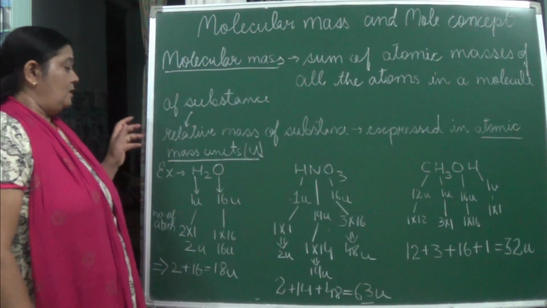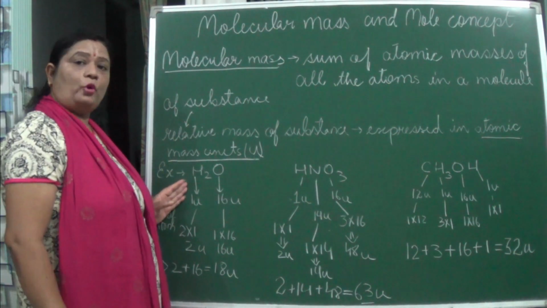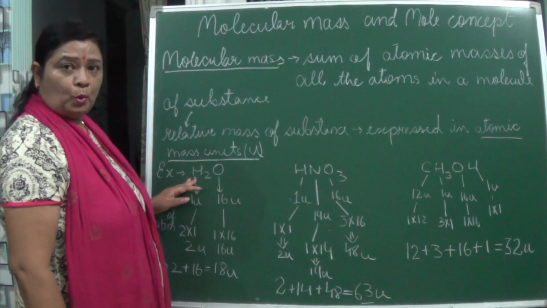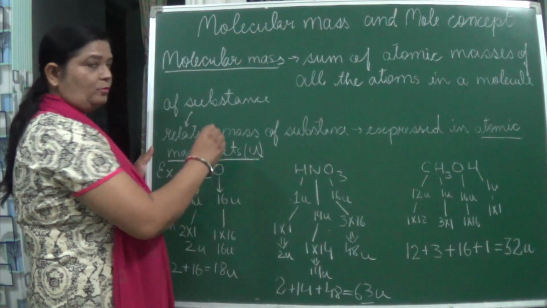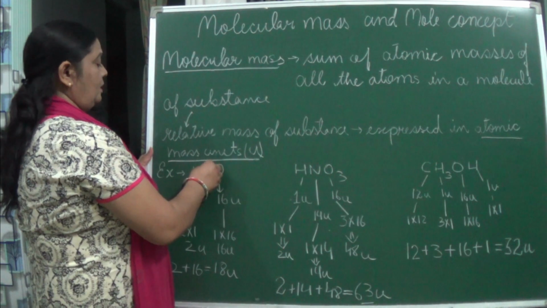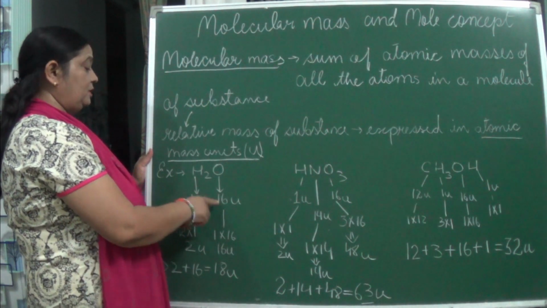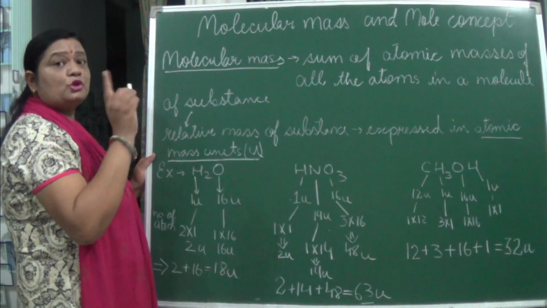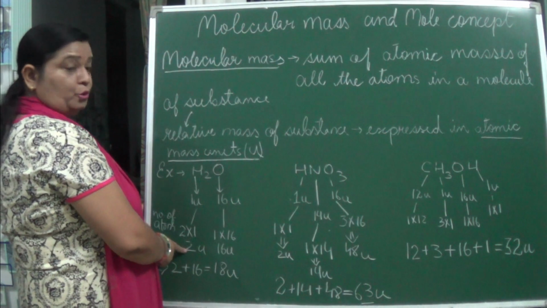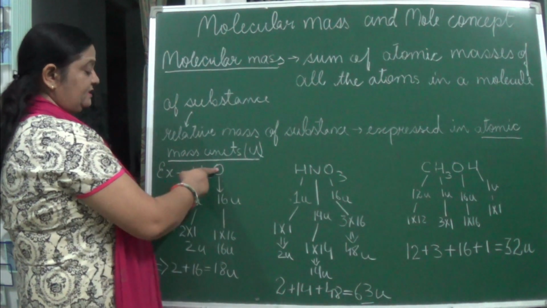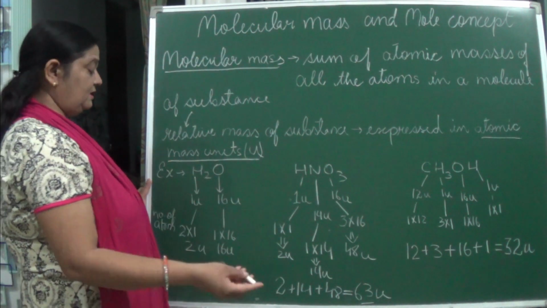Now let us understand this molecular mass with the help of an example. I have taken the example of water. Water's formula is H2O, so two atoms of hydrogen are present and one atom of oxygen. The hydrogen mass is 1 atomic mass unit, and for oxygen it is 16 atomic mass unit. But here two hydrogen atoms are present, so you have to multiply that 2 with the atomic mass. You will get 2 U, and oxygen is only 1, so 1 into 16 comes 16 U.